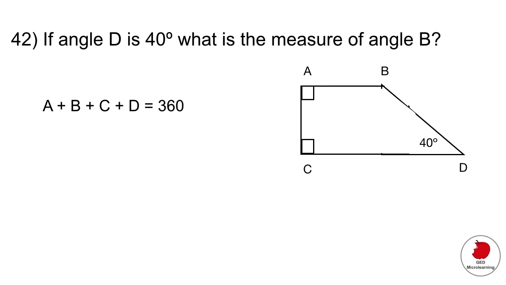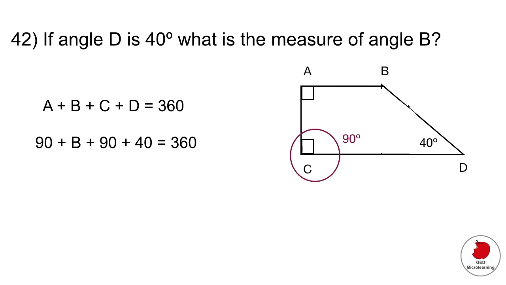And the second thing we know is that whenever you have this little square box, that's telling you that that's a right angle, which is 90 degrees. Okay, so angle C is a 90-degree angle, and also angle A. So if you put those numbers into your equation, you basically only have to solve for angle B.